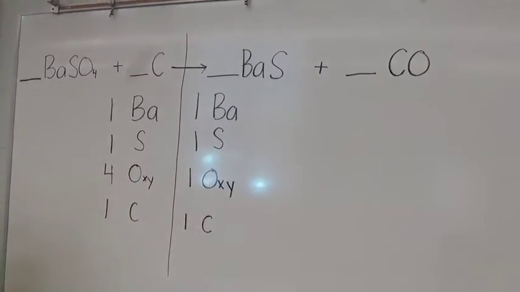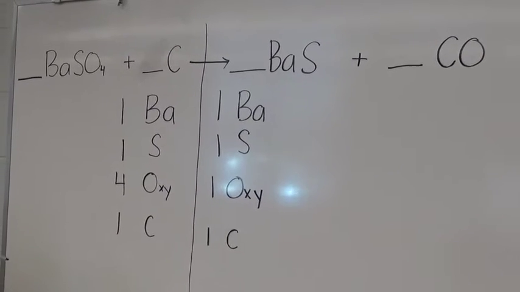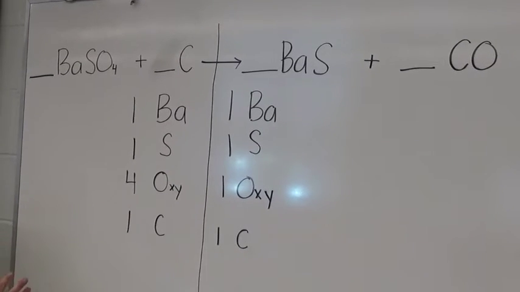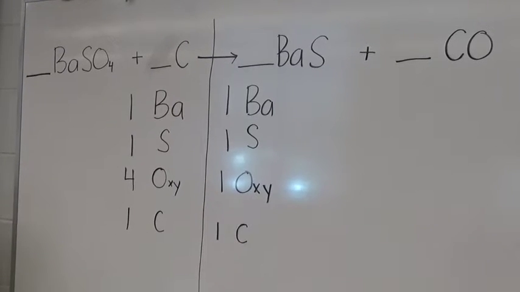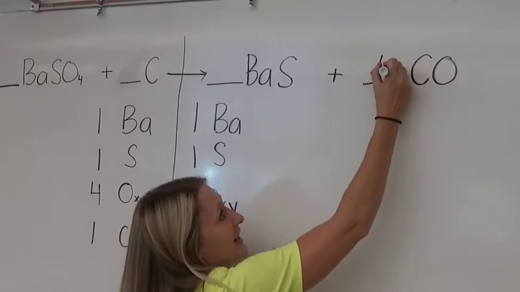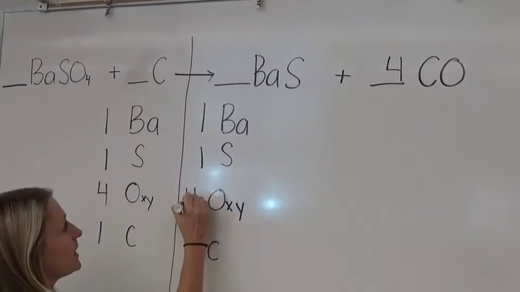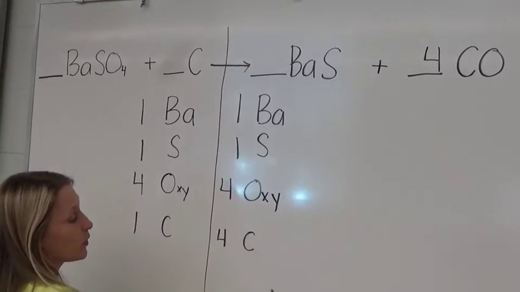Okay, so you're going to be shocked to find out how we balance this, but if I look at my barium, they're great. I look at my sulfur, they're great. But the oxygen is not balanced. That's what's inaccurate about this, not representing with my coefficients. So I have to be sure and show that. So here's the shock. If I put a 4 here, I now have 4 oxygen. But if you guys notice, I also changed my carbon, so I have to go back and put 4 carbon.